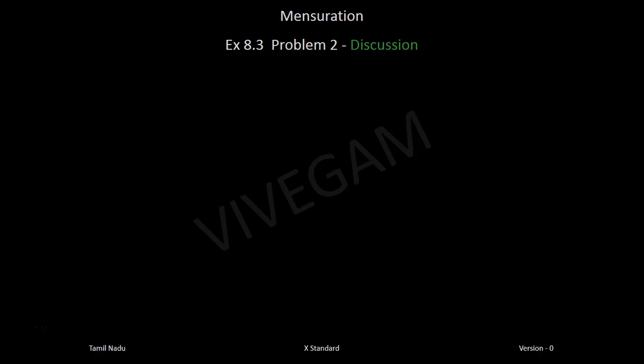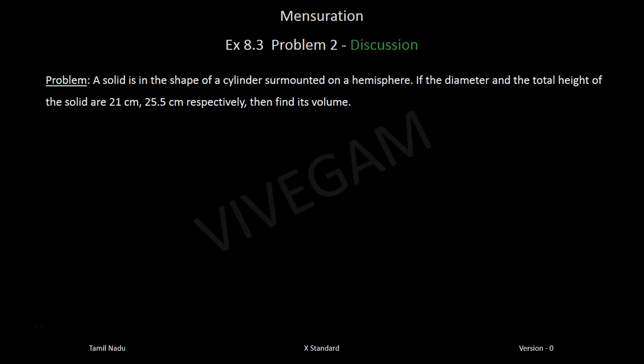Exercise 8.3, problem 2, discussion. Okay, let's read the problem. A solid is in the shape of a cylinder surmounted on a hemisphere. If the diameter and the total height of the solid are 21 centimeters, 25.5 centimeters respectively, then find its volume.